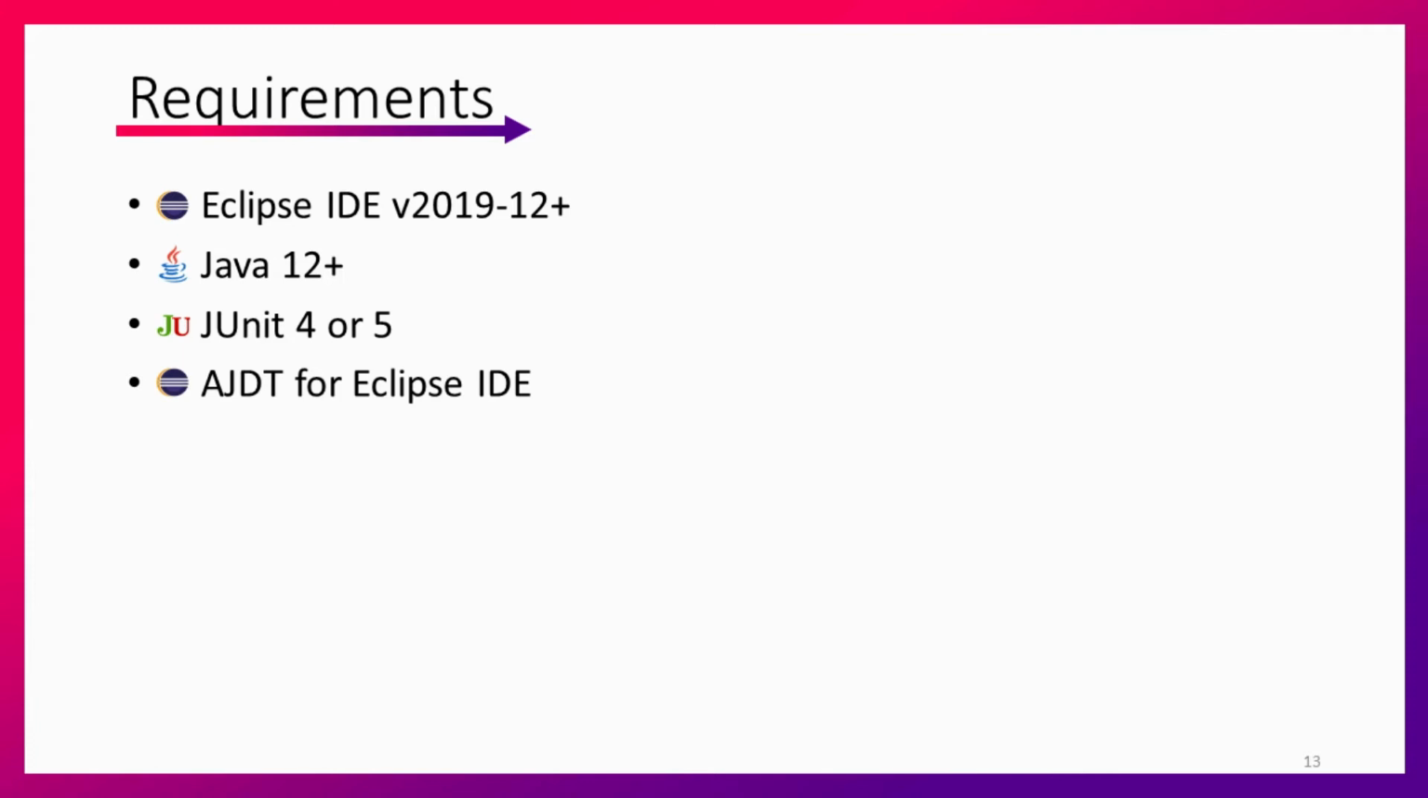Concerning the use of our tool, ExecutionFlow, some requirements need to be met. The first is to use Eclipse version 2019-09 or higher. Another requirement concerns Java: the Java version must be at least 12. We need to use a JUnit framework, JUnit 4 or JUnit 5. And at least you need to use the plugin AJDT.